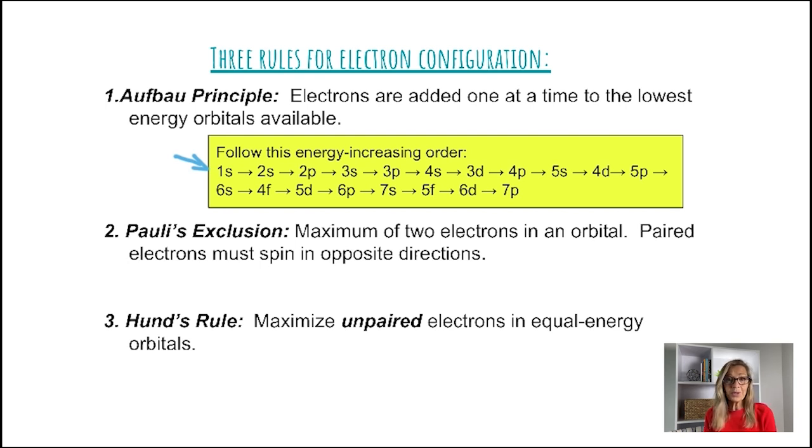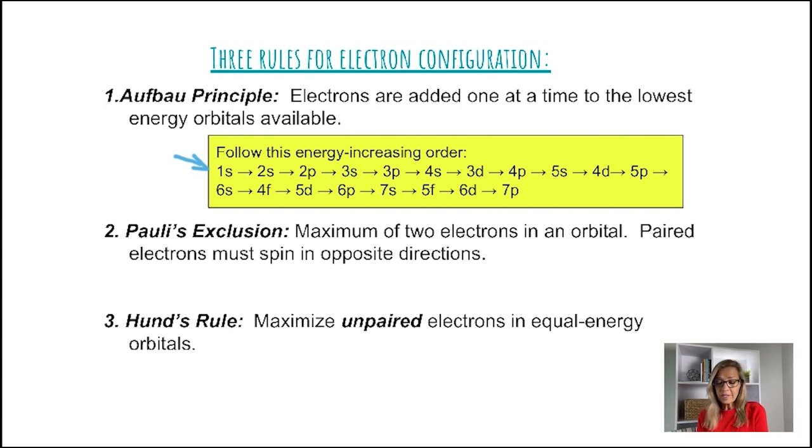And this is the order in which the orbitals are filled. Now, that looks a little complicated, doesn't it? Well, hang with me. We'll get to a shortcut in the next video. The next one is Pauli's exclusion. And so this rule is we want to put a maximum of 2 electrons in each orbital. And if you do have 2 electrons in an orbital, they need to have the opposite spin.